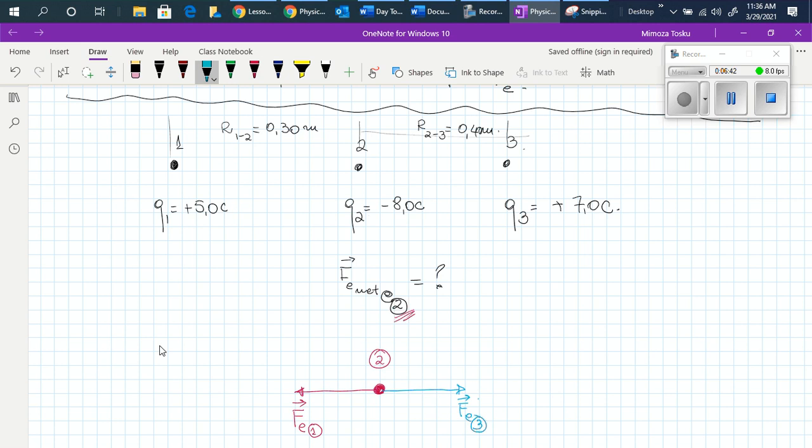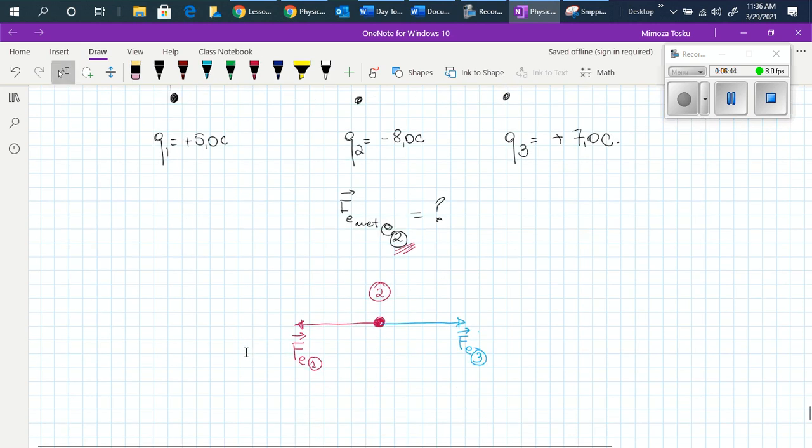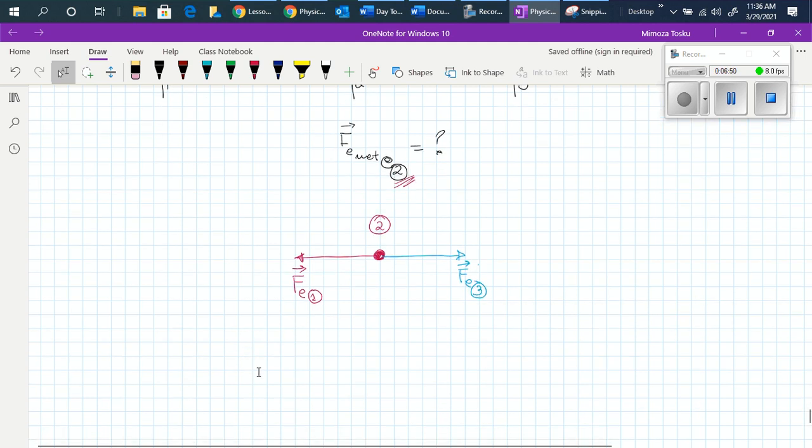Now, I would suggest you draw the free body diagram in a similar way to how I'm drawing here, then write Coulomb's law below each of them, and then find the magnitude of each of them.